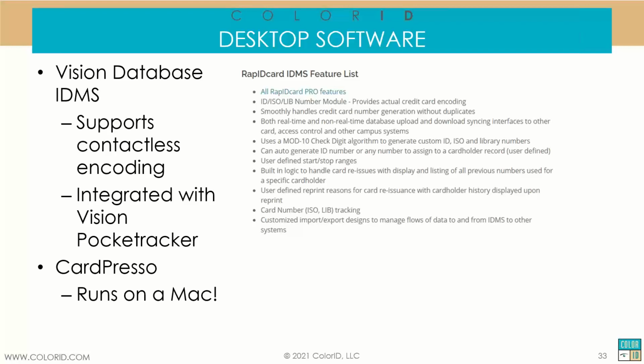One thing Vision Rapid Card supports very well are things around the mag stripe and ISO numbers. They've always been very involved in working with institutions and their ISO numbers. So if you need, for example, a Mod 10 check digit algorithm to generate custom IDs, it's built into IDMS. So if you're doing a lot with ISO numbers and you need more robust support, perhaps IDMS is something to look at. I think they also have a new version coming out in the next 6 months or so. We'll find out what that looks like, but IDMS has been doing a good job for a while.